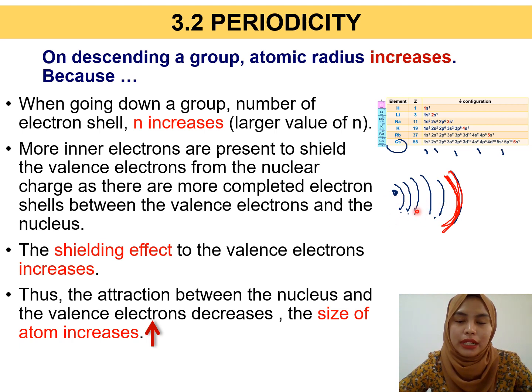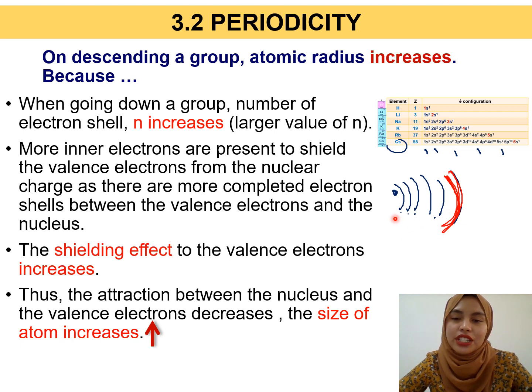Therefore, there are too many inner electrons shielding the valence electron from nuclear charge, as there are more completed electron shells between the valence electrons and the nucleus. Therefore, the shielding effect will increase. The shielding effect on the valence electrons will increase. So when the shielding effect increases, the nuclear charge becomes weak because it cannot attract the valence electron to the nucleus. Nuclear charge is weak. So therefore, the size of the atom will also increase.